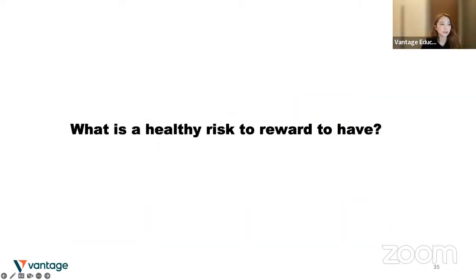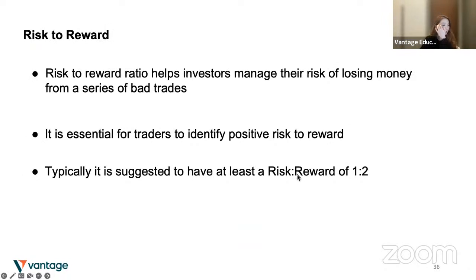So what is a healthy risk to reward to have? 1:2 is the minimum, and a better, above-average ratio, like I said, would be 1:3. Risk to reward ratios help investors manage their risk of losing money from a series of bad trades. It is essential for traders to identify positive risk to reward.